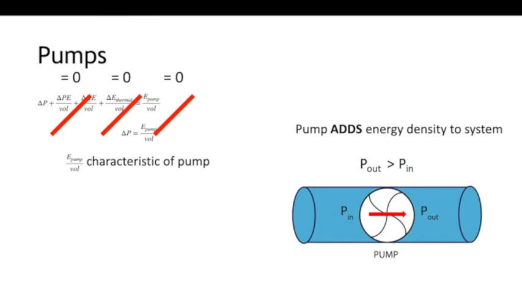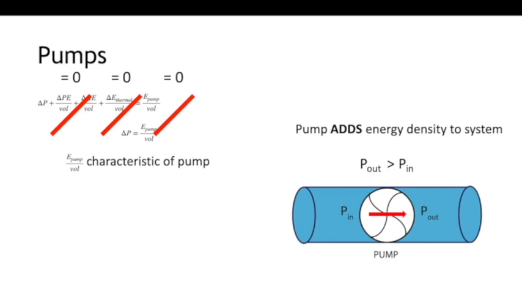We have dissipation, resistance, to remove energy from the system, but we can also introduce energy density to the system with a pump. So a pump adds energy density. So instead of minus IR, we have a plus E pump, or I guess in addition to minus IR. So before the pump, we have some pressure P in. The pump increases it, and so P out is larger than P in.